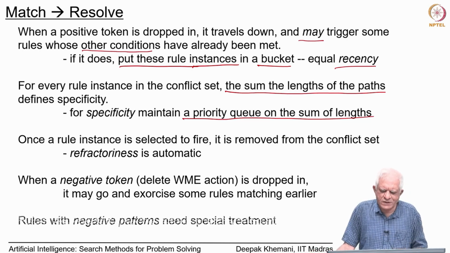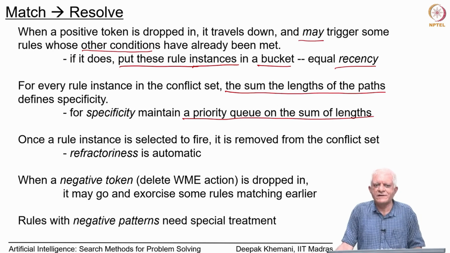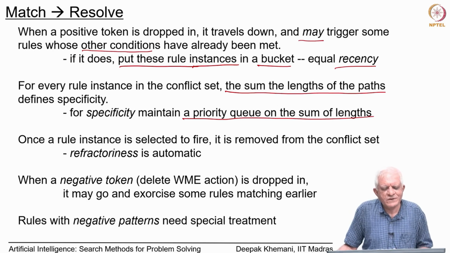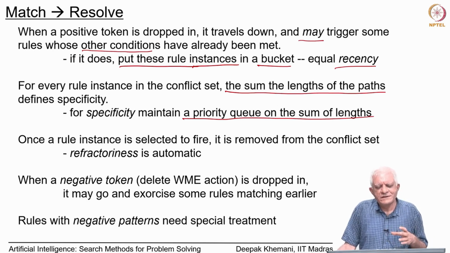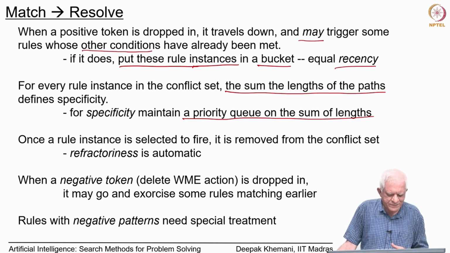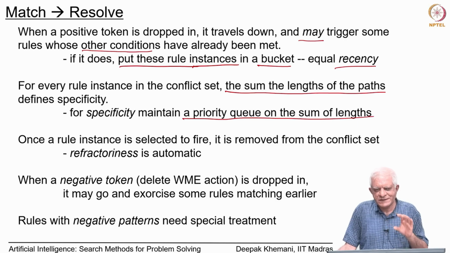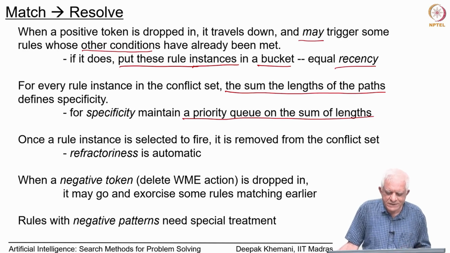The last thing that we have not spoken about too much is negative patterns. Remember, what are negative patterns? We talked about assigning ranks to students. We said that if there is a student with marks M and there is no student with marks more than M, this pattern which said that there are no students with marks more than M was a negative pattern, essentially, which is different from a negative token. A negative token says remove this working memory element. A negative pattern says there is no such working memory element. How do we handle negative patterns?